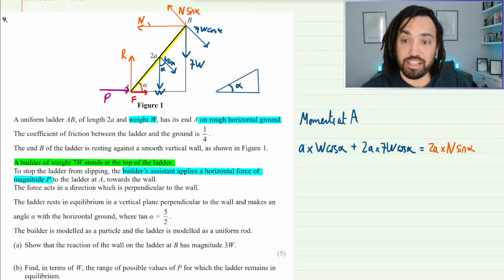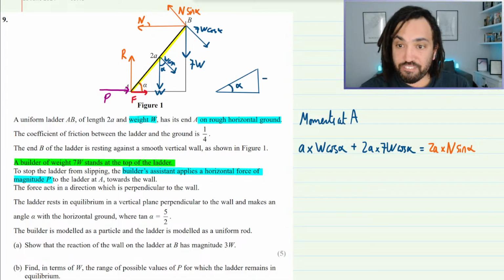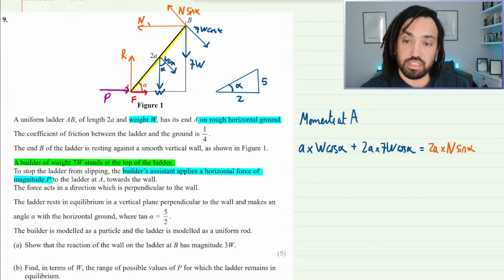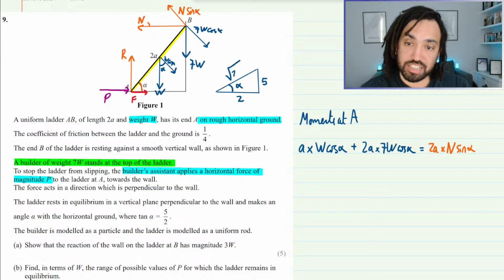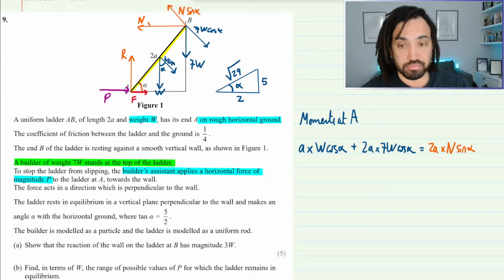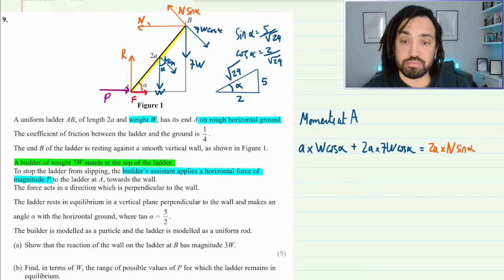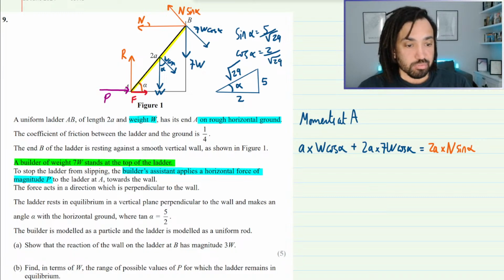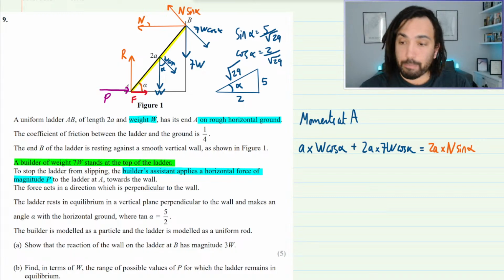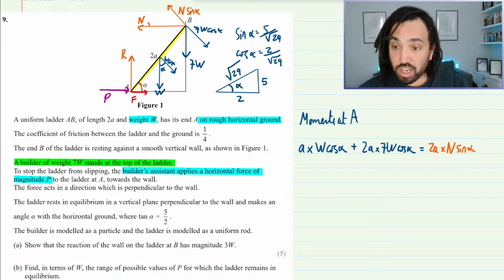We've got alpha in here, and we have 5 as the opposite, 2 as the adjacent, so not particularly a nice one, but that is going to give us root 29. So that's going to tell me that sine alpha is equal to 5 over root 29, and cos alpha is going to equal 2 over root 29. Okay, lovely. So let's tidy this up then.